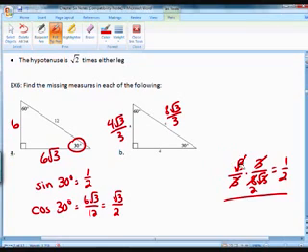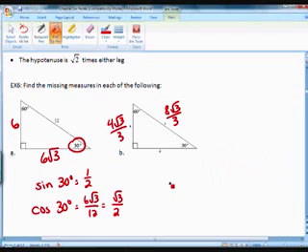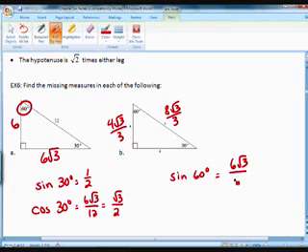Now let's do sine and cosine of 60, and then we'll move down to our 45s. Sine of 60. Here's our 60 degrees now. Sine of 60 would be opposite over hypotenuse. What's opposite? 6 root 3 over 12. That's the same thing as down here, right? Root 3 over 2. The cosine of 60 equals a half. Because cosine of 60 would be adjacent, which is 6, over hypotenuse, which is 12.